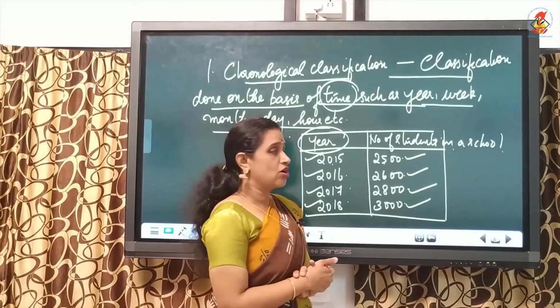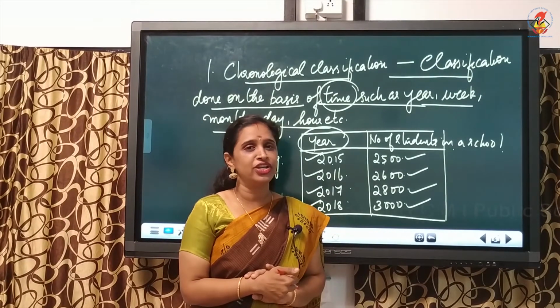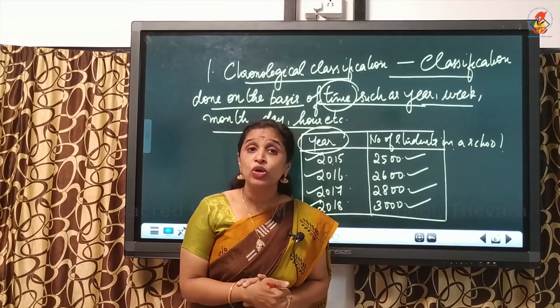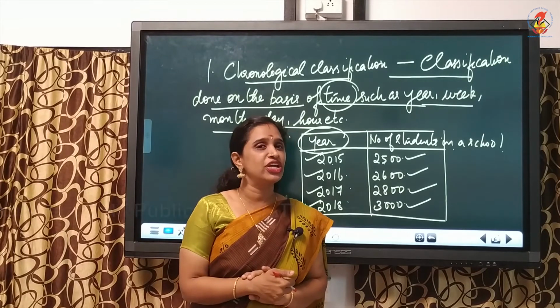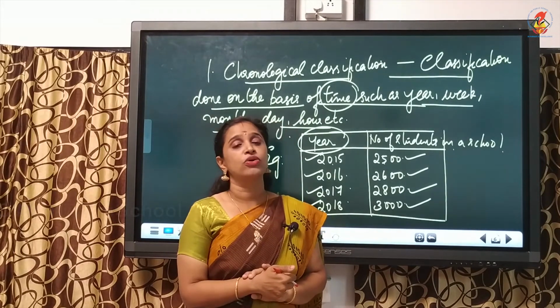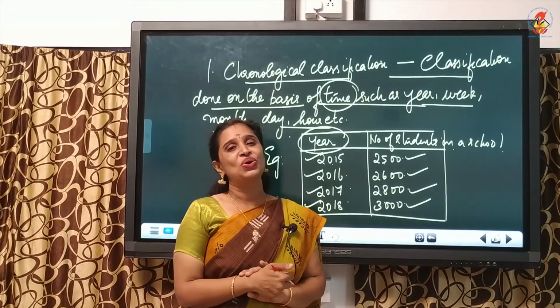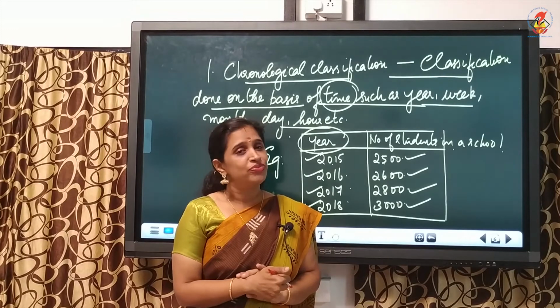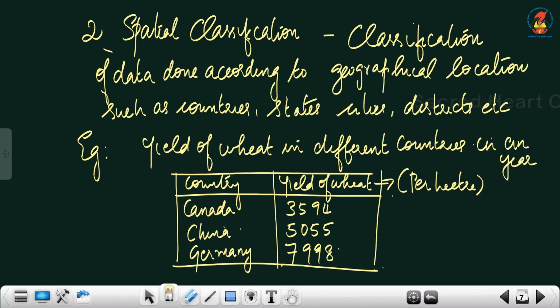Now here, on the basis of year we have organized the data. So this kind of classification or organization on the basis of time is known as chronological classification or time series classification. So classification of data or arrangement of data or organization of data on the basis of time is known as chronological classification. It can be a day or a year or a week or a month or even an hour. Next we will move on to the second classification, that is spatial classification or organization of data.